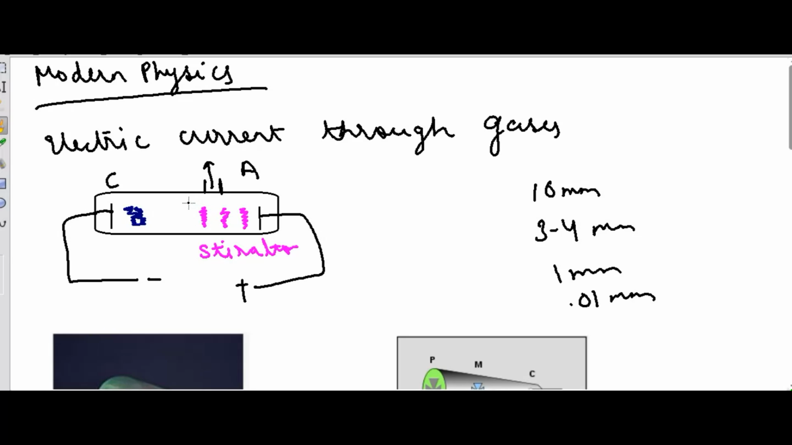So if it is a positive ion, it starts getting accelerated toward the negative side. If it is a positively charged particle, it starts getting attracted toward the cathode, the negative side, and if it's a negatively charged particle like electrons, it starts getting attracted towards the positive side.